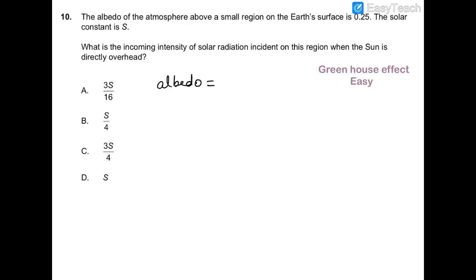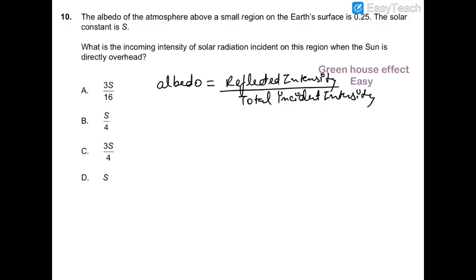is the ratio of reflected intensity to the total incident intensity. Okay, so this is given as 1 by 4. You can see that this is given as 1 by 4. So I reflected upon I is 1 by 4. So I reflected will be I by 4.